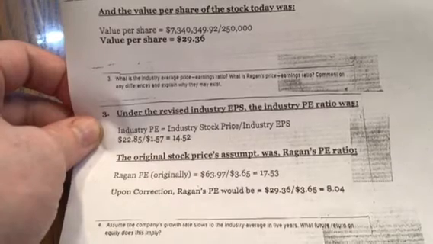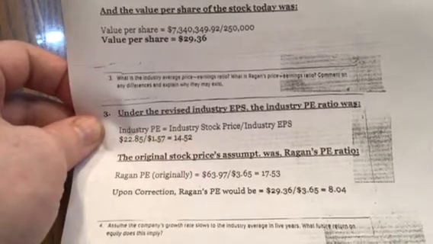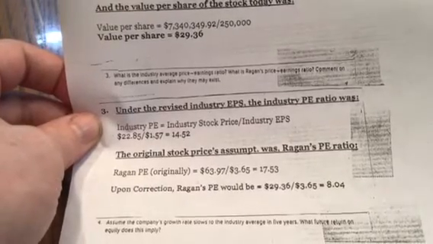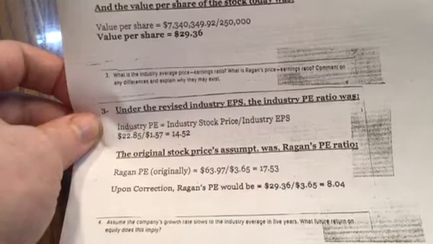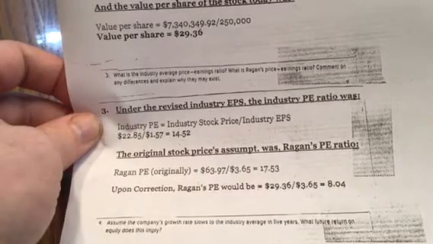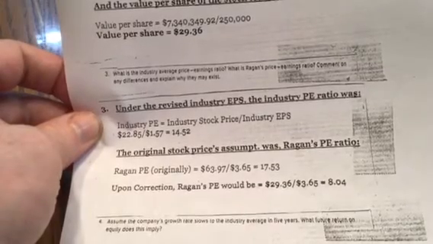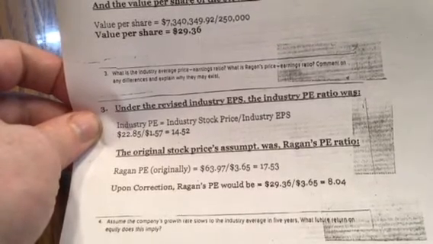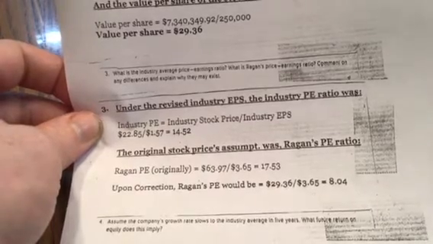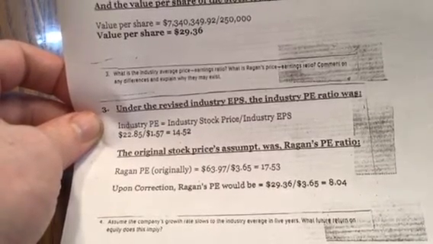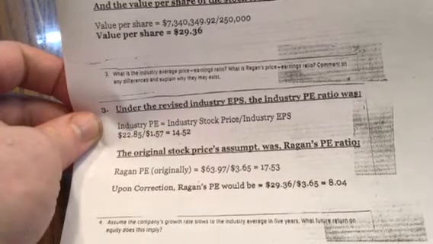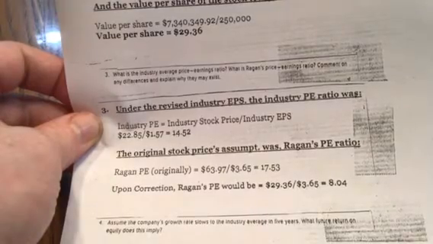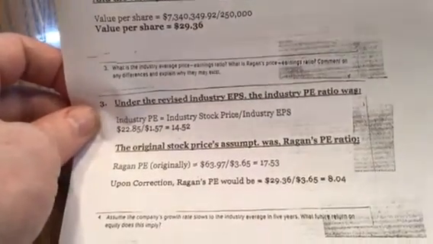Our original stock price assumption for Reagan's PE ratio: Reagan's original price was $63.97, and we divided that by the earnings per share, which was $3.65, and that gave us a PE of 17.53. Upon correction, Reagan's PE would be $29.36 divided by $3.65, and we get a PE ratio of 8.04.